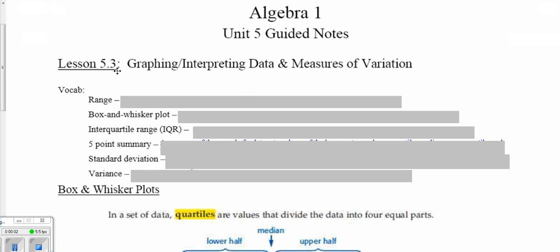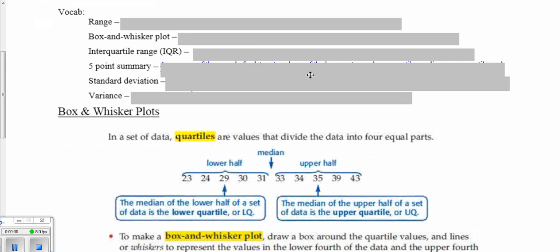All right, lesson 5.3 is going to be all about graphing and interpreting data and our measures of variation. So let's jump right into our vocabulary.